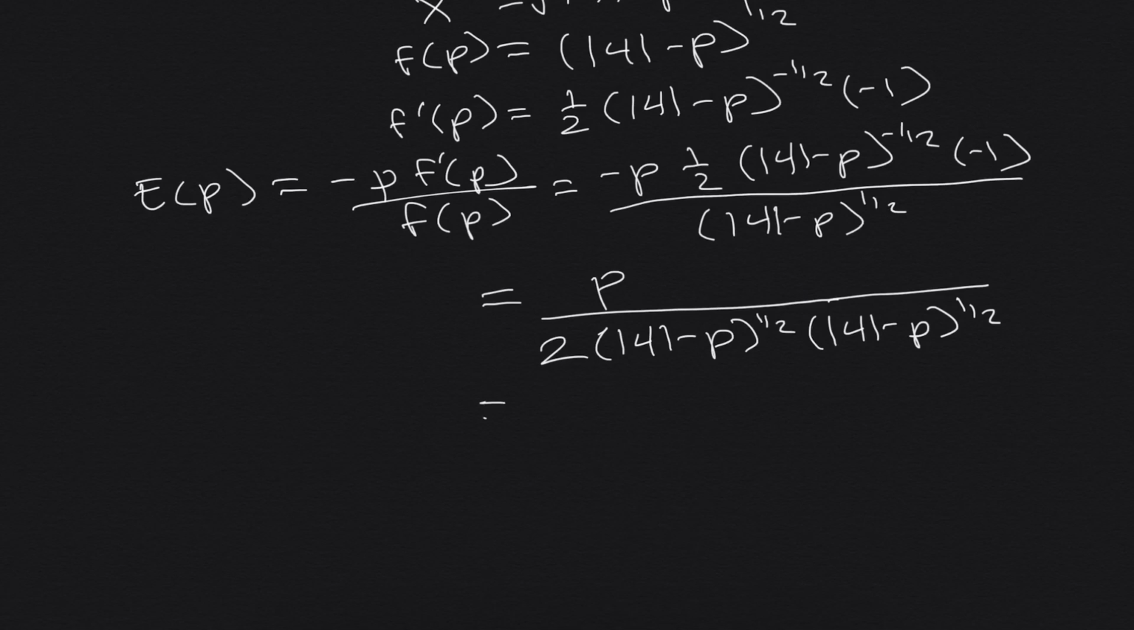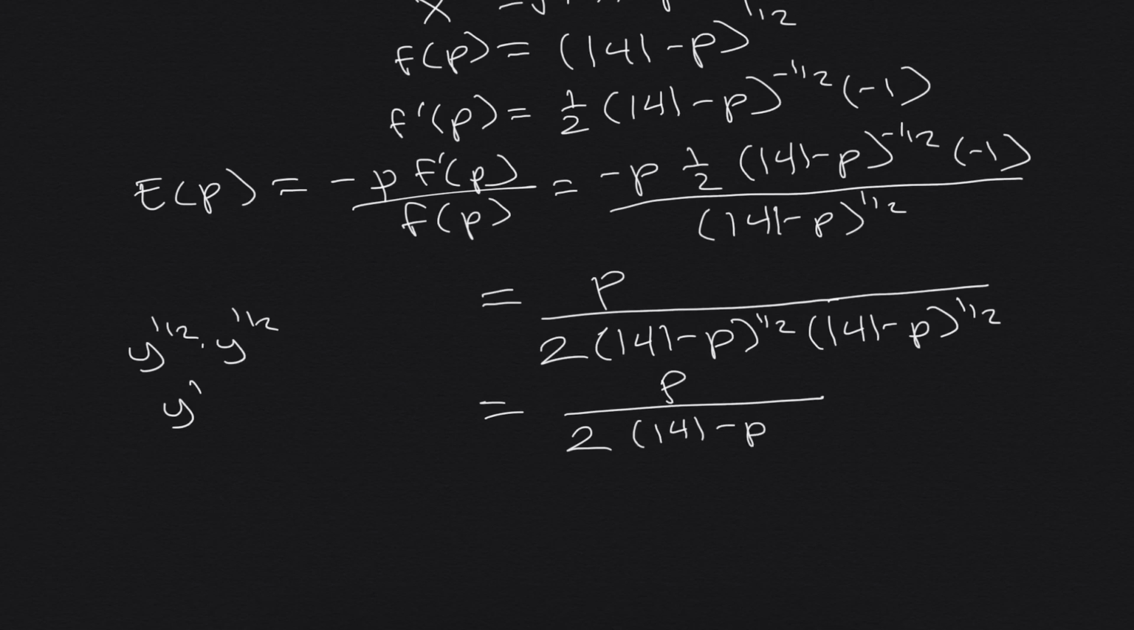I'm feeling a little bit better about how this looks. The numerator certainly is much more simple. The denominator, I think we can do better. So we have 141 minus P to the 1/2 times 141 minus P to the 1/2. Let's look at something a little bit more simple. Say it was y to the 1/2 times y to the 1/2. To multiply something with the same base, you add the exponents. Well, 1/2 plus 1/2 is just 1. And so I'll do the same thing here. My base is 141 minus P, and then 1/2 plus 1/2 just gives me a 1 there.